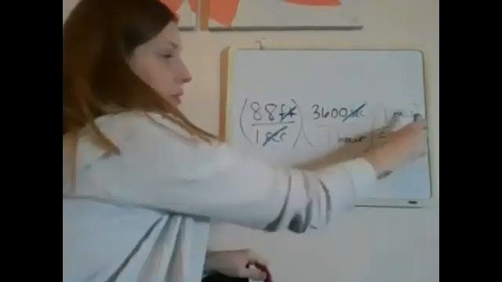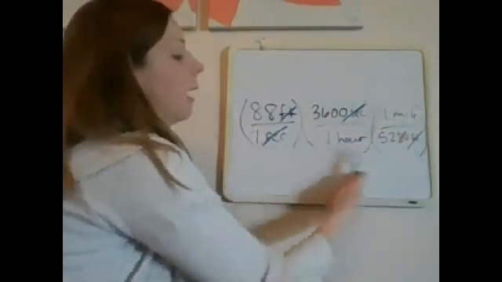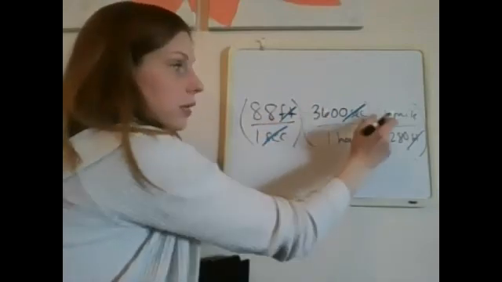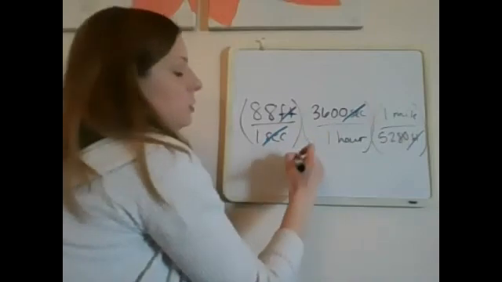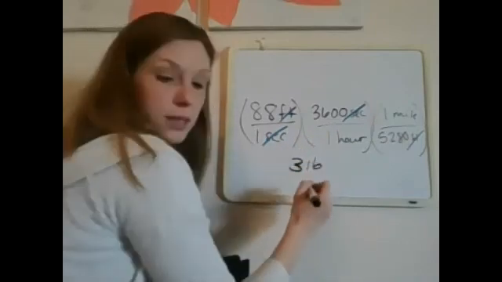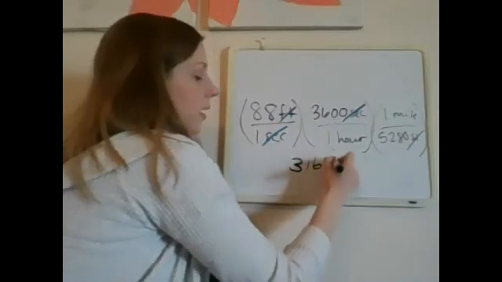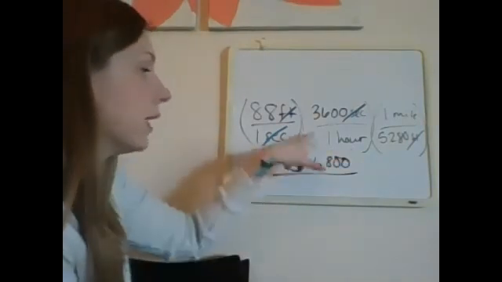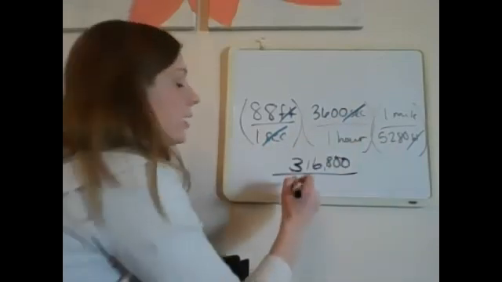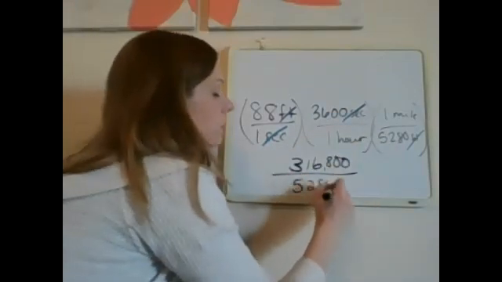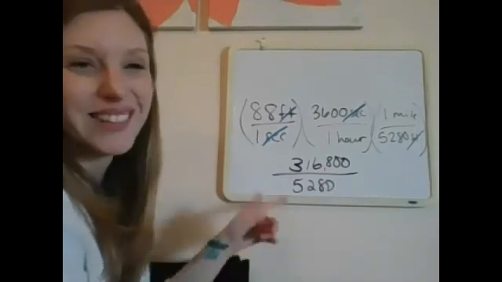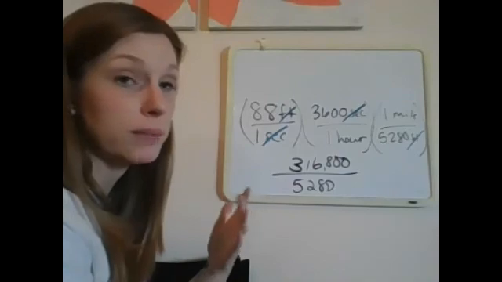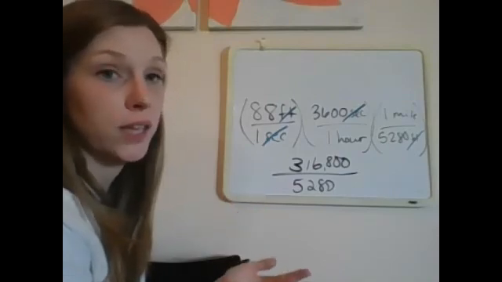Anything that's on the top is multiplied by itself. Anything on the bottom is multiplied by itself. So 88 times 3,600 times 1 is going to be a super big number. It's 316,800. Okay, now we multiply the bottom. 1 times 5,280 is just 5,280. Okay, this is not how you give me your answer. If you give me this answer, I'm literally going to weep tears of sadness that you didn't finish this up.